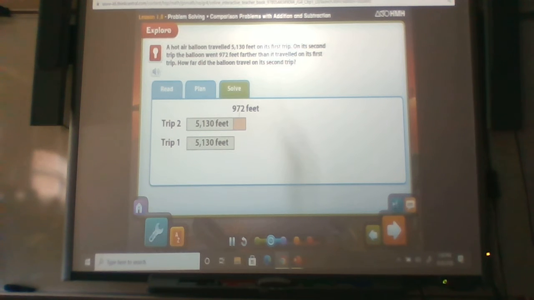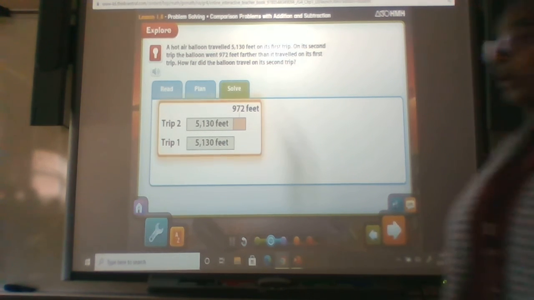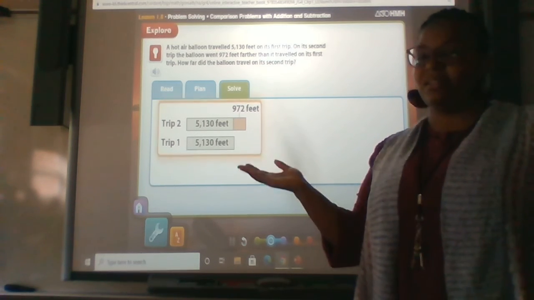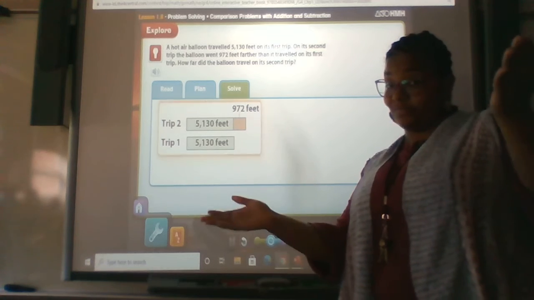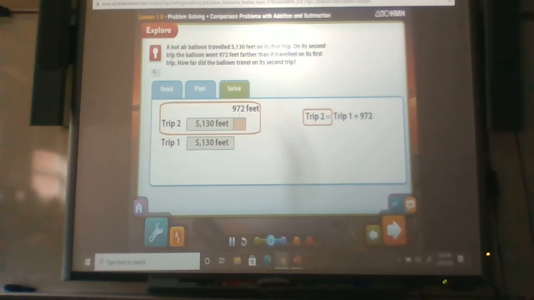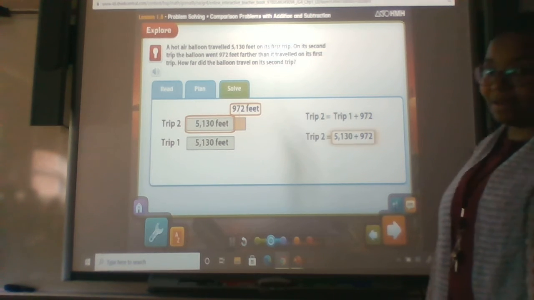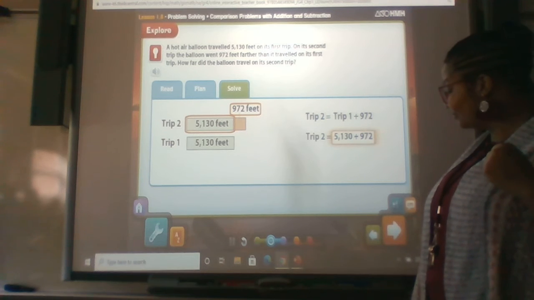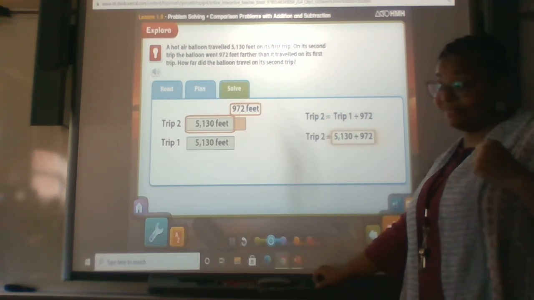How can you use the bar model to write an equation? What do you think we're doing? Are we going to add or are we going to subtract? Let's add. So trip 2 equals trip 1 plus 972. What is the sum? What is the sum, boys and girls? I'll give you a moment to do it. Ready?